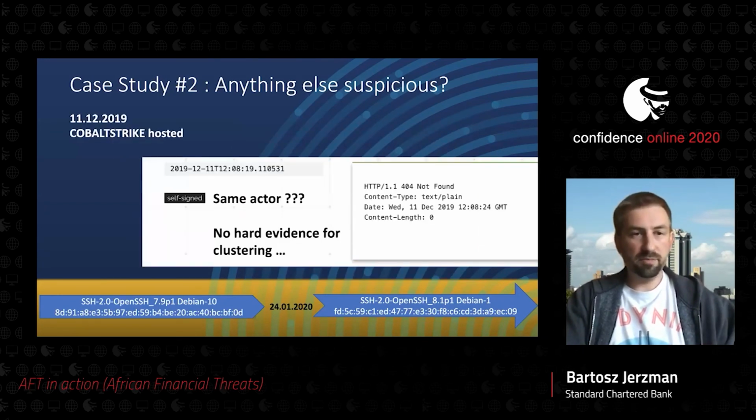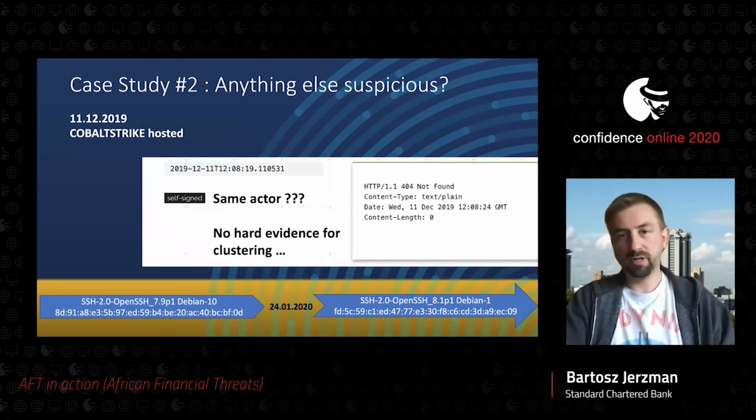Even in December, there was a Cobalt Strike hosted. There's a typical Cobalt Strike default response, but no hard evidence for clustering.